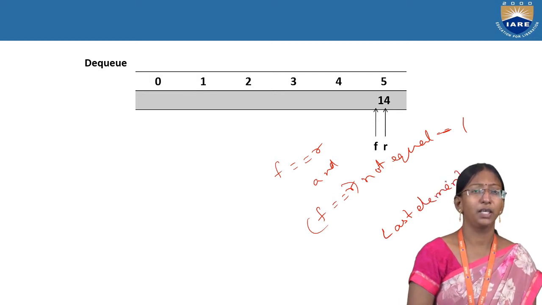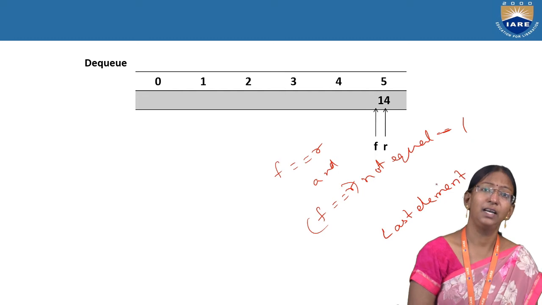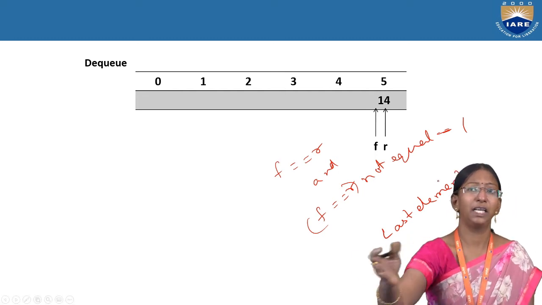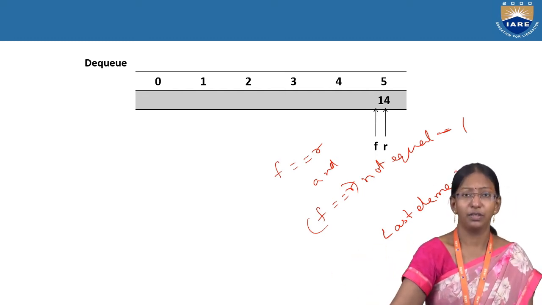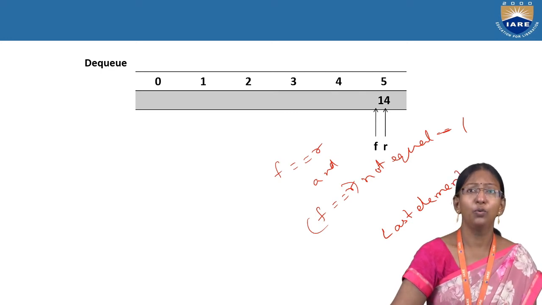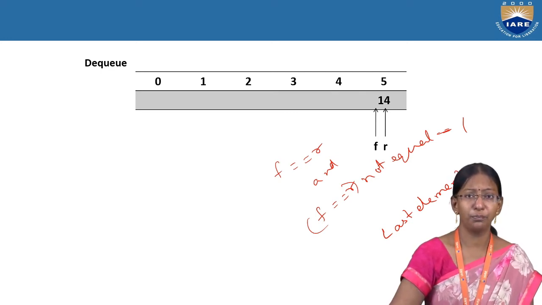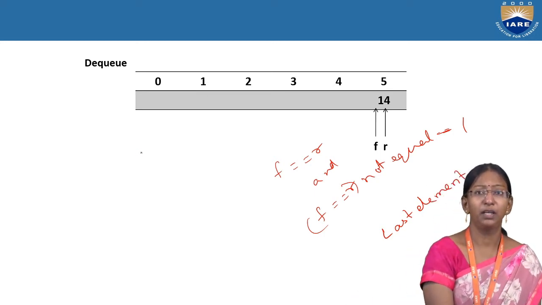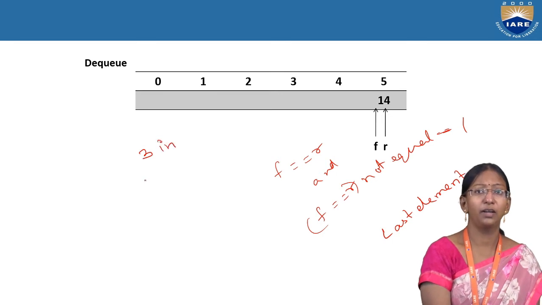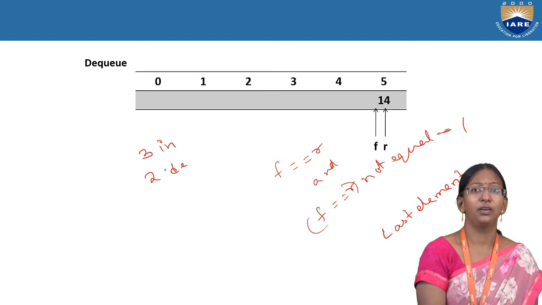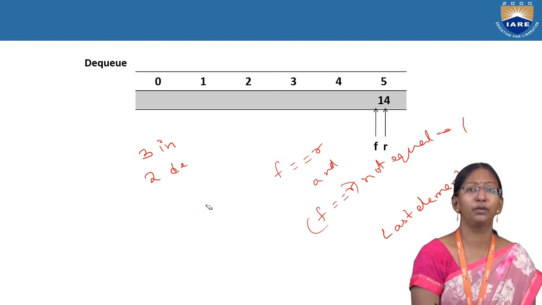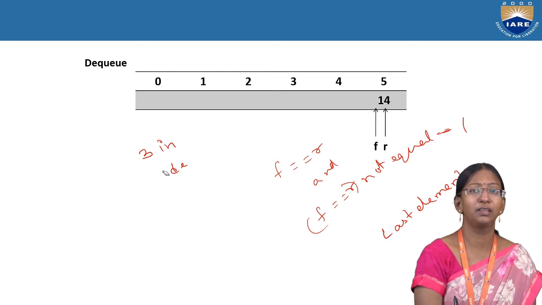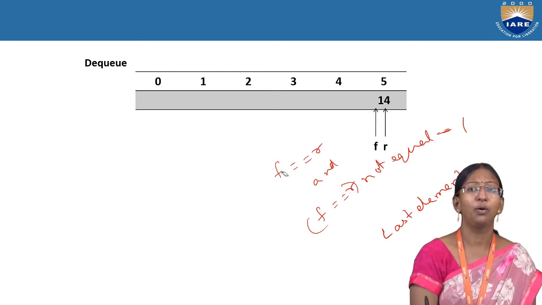That last element need not be the element at the highest index value. It can be at any intermediate position. For example, in my queue of size 6, if I perform 3 insertions and 2 deletions, very simple, then your front and rear both will be pointing to the element at index 2, that is the third element, which is the only element left over in your queue.